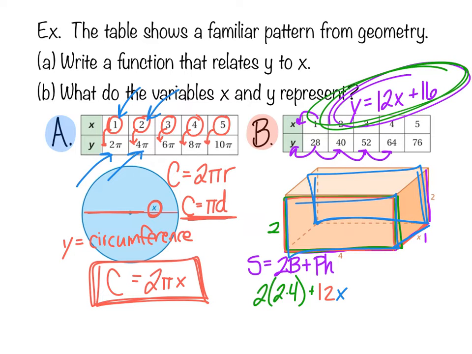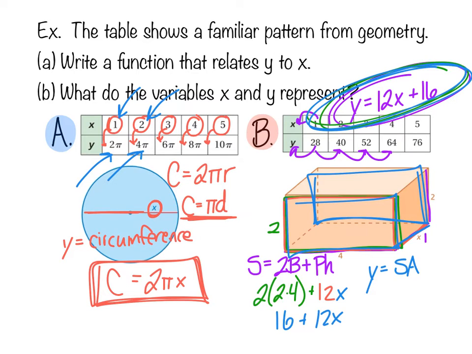And let's see what we get here. We get 2 times 4 is 8, times 2 is 16, plus 12x. And yep, that's exactly what we got up here. So our function formula is right. This y represents the surface area of the rectangular prism, whereas x represents its width.